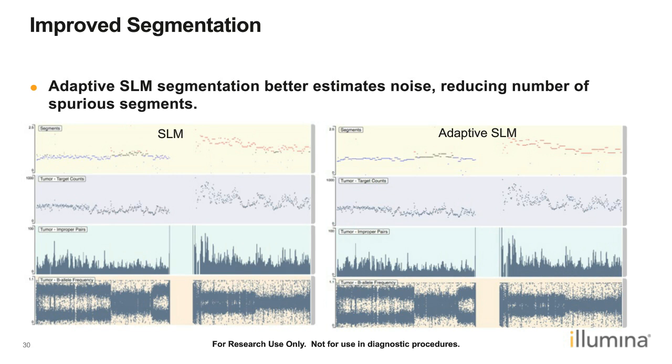So we have a better estimate of noise and a reduction in some of these spurious segments, and that really is beneficial for maybe more noisy tumor normal samples that we have seen or experienced in our analysis. So we feel that using this adaptive SLM mode is going to benefit some of that analysis for the whole genome tumor normal data.